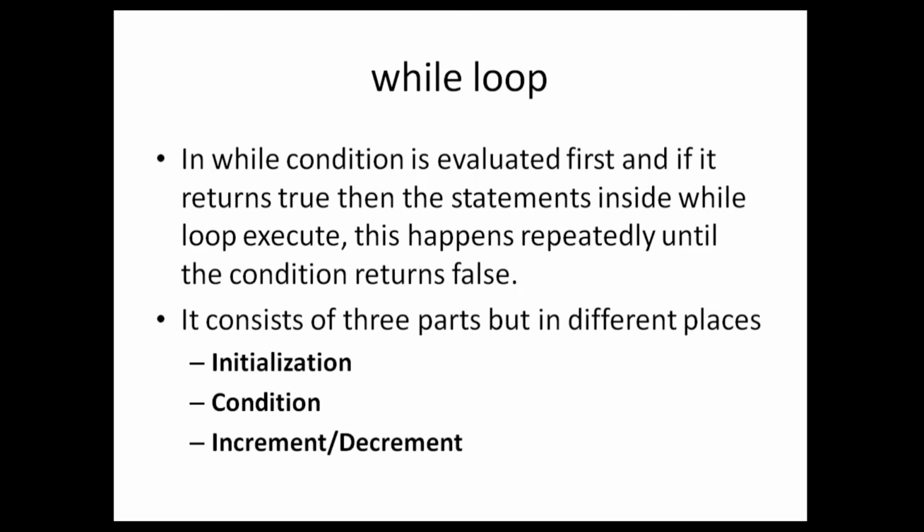Our second loop is while loop. In while loop we first check for the condition. If condition is true, then only we'll go for the statement execution. If condition is false, we'll directly return to program. So it also consists of 3 parts, but in different places: initialization, condition, and increment decrement. Initialization is before while loop, then we add a condition in the while, and increment decrement inside our while loop block.